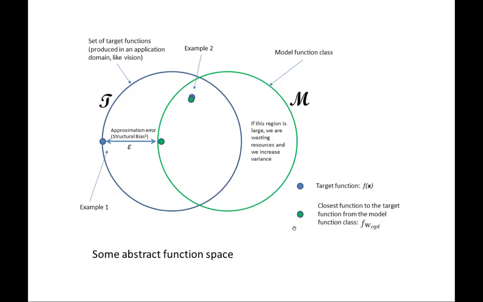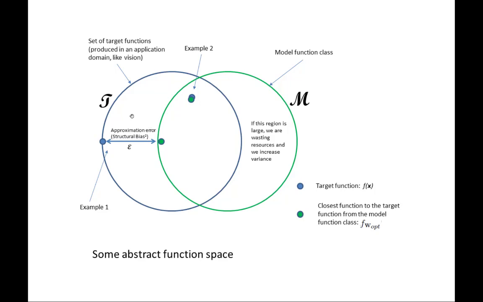Here, the blue one on the left side is the target function class, and it's much smaller than the class of all possible functions. This green circle indicates the model functions. So in this example, example 2, the target, the blue one, can also be modeled by a member of the model function class. They can completely overlap, and everything is great. We have one member in our model function class which provides a perfect fit to the target function.